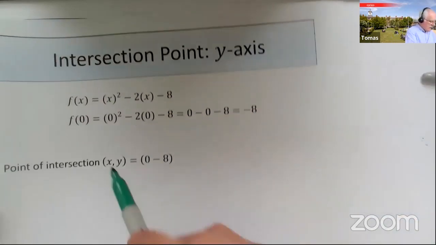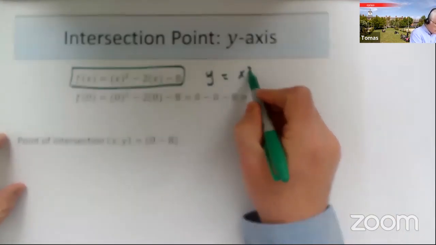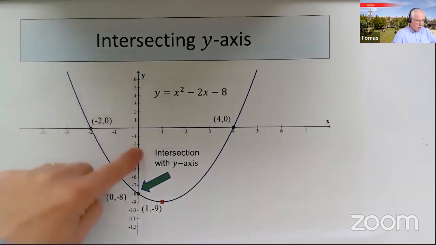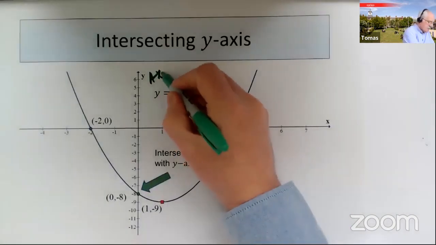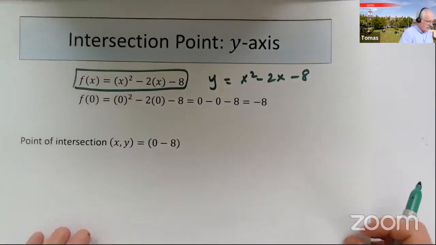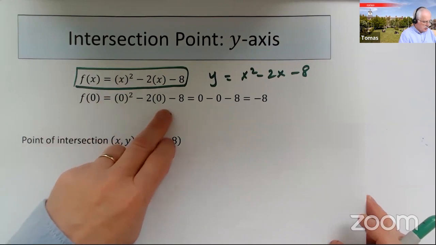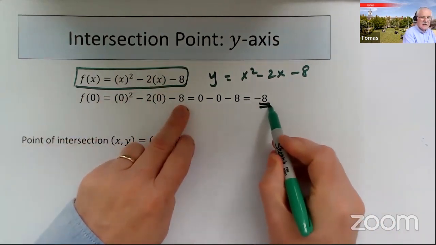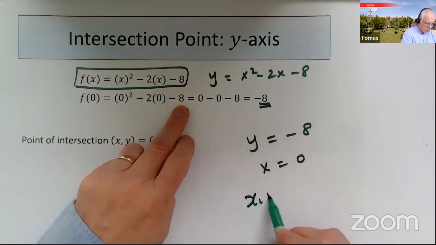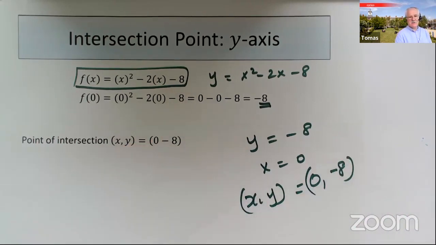Well, remember that the equation is y equals x squared minus 2x minus 8. But also, what's special about the y-axis? Well, the y-axis is another word for x equals 0. So if x is 0, we just plug in 0 everywhere there's an x. 0 squared minus 2 times 0 minus 8 is minus 8. So the y value is minus 8. The x value is 0. (x, y) is (0, -8).